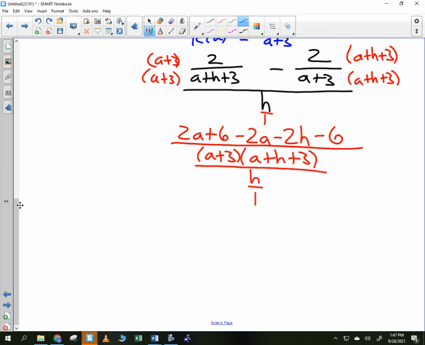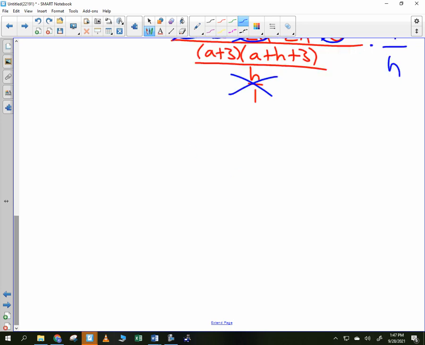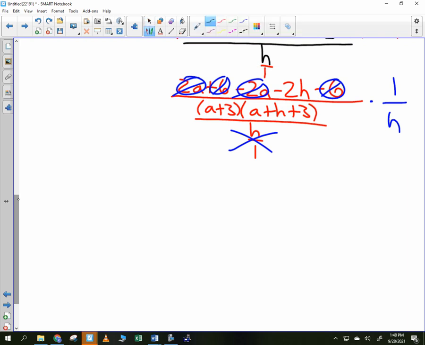All right, if we've done everything correctly, then everything that doesn't have an h should cancel. Does that happen? Yeah, the 6's are gone. The 2a's gone. I now have negative 2h in the numerator. So, in order to simplify this complex fraction, when you have a fraction over fraction, you should multiply by the? So I'll write it out so that we can all see it. Some of you see it already, but I'll write it out here. We have negative 2h in the numerator, and in the denominator we have h times a plus 3 times a plus h plus 3.